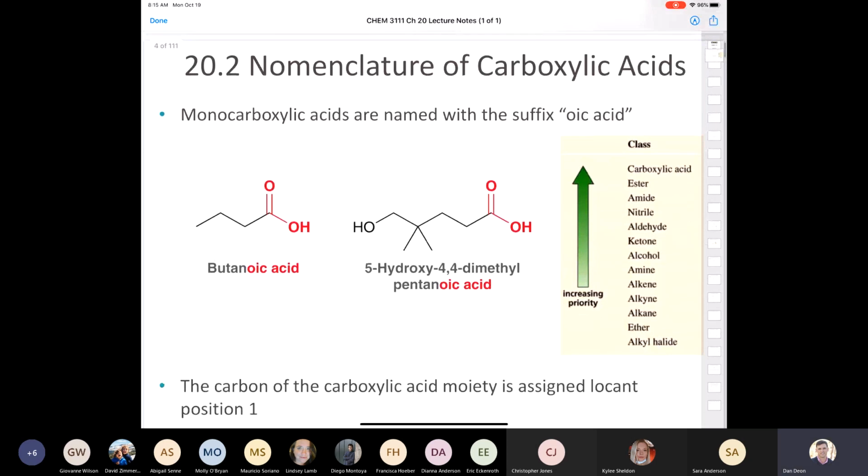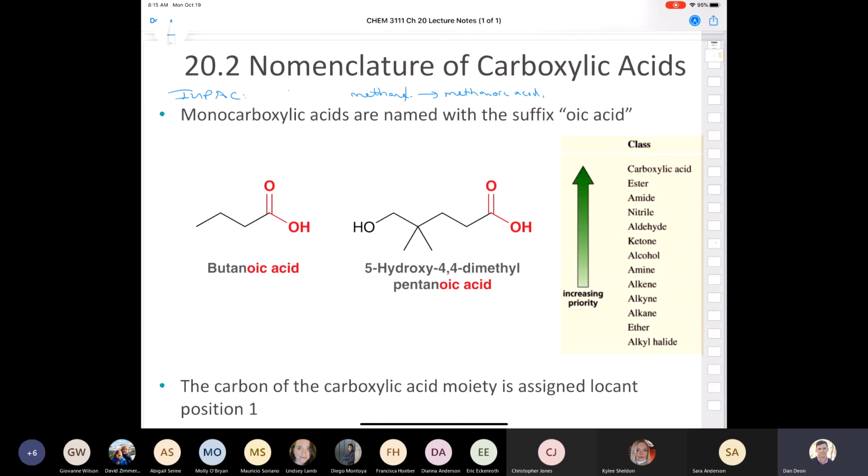As far as the nomenclature of carboxylic acids go, monocarboxylic acids are named with oic acid. Well, there's a little caveat to that statement. I would say that that is for IUPAC. That's the IUPAC rules. So if you had methane, which is a 1-carbon hydrocarbon, if you drop the E, you end up with methanoic acid, okay?